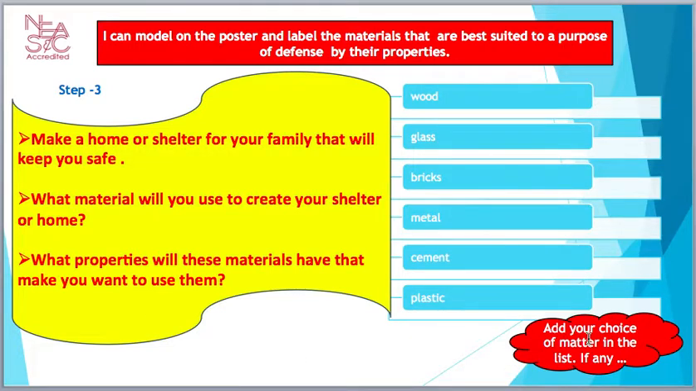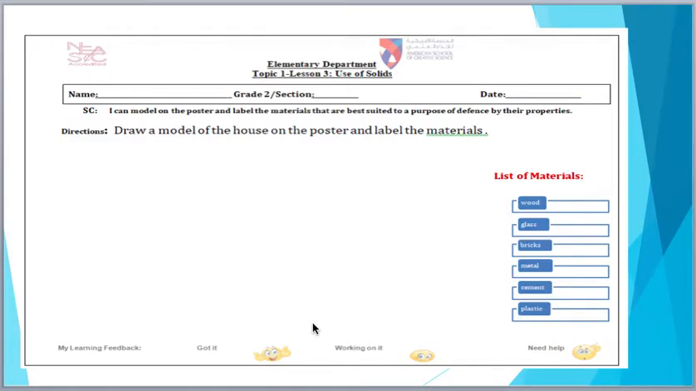So here, add your choice of material in the list if you have any. For example, we have wood here, glass, bricks, metal, cement, plastic. So these are some. If you want, you can add more that you have with you in your list. Now this is how the paper looks like. You can print out this activity paper.